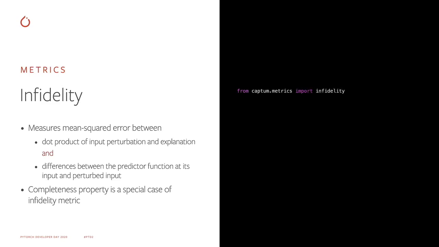On the right side, we can see how we can use the infidelity function. For that, we need a forward function of our model, a perturbation function, the inputs for which we would like to compute the attributions, and of course, the attributions. So the attributions can be computed using Captum algorithms from the Captum.attr package, or we can also use any other external packages to compute the attributions if we prefer to do so.